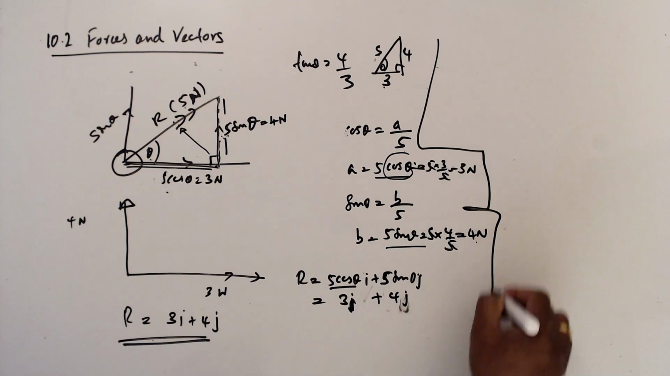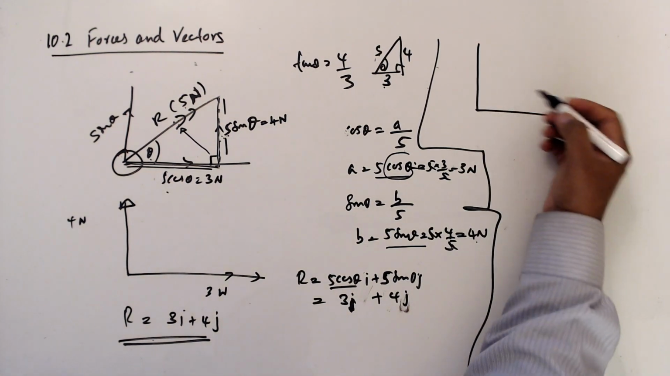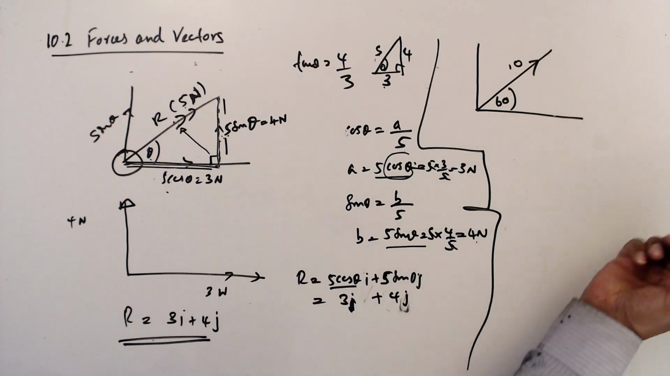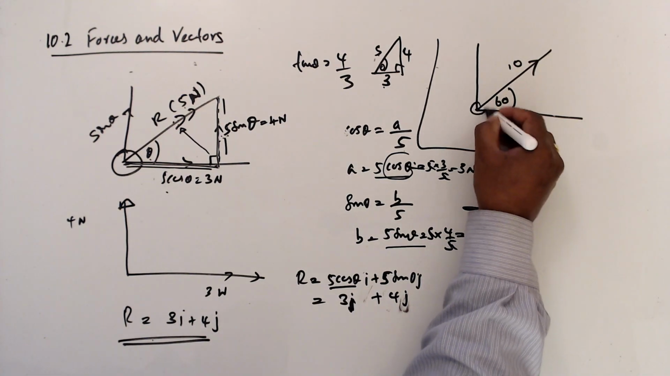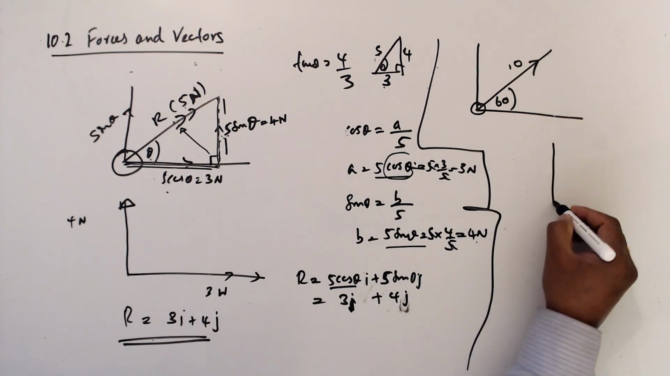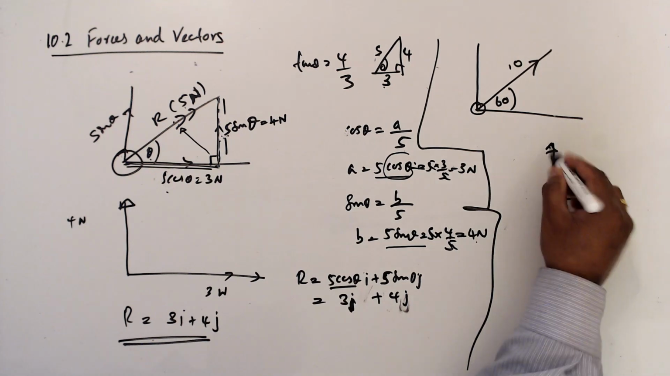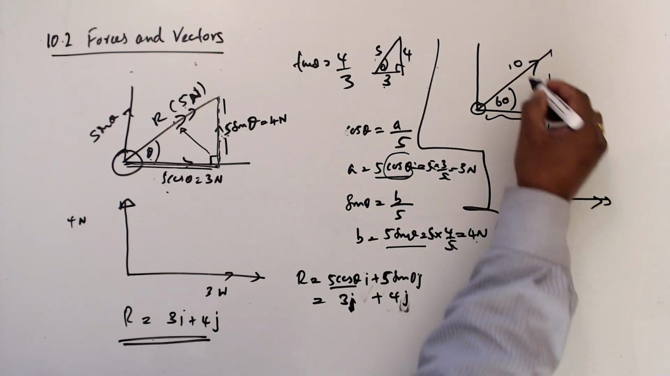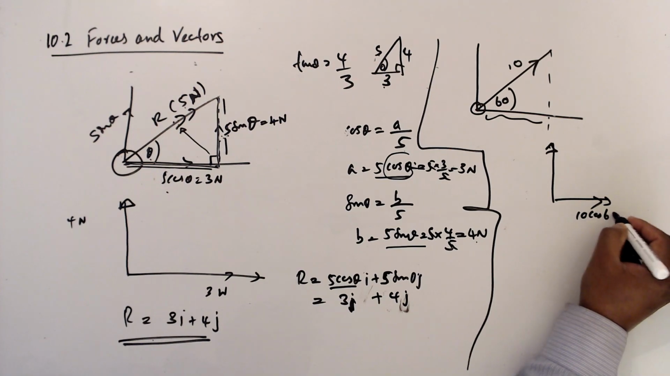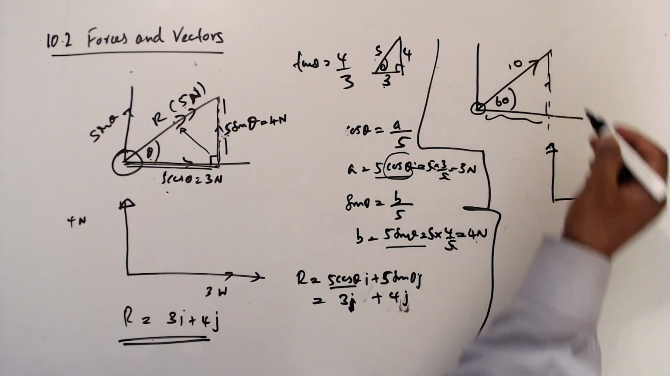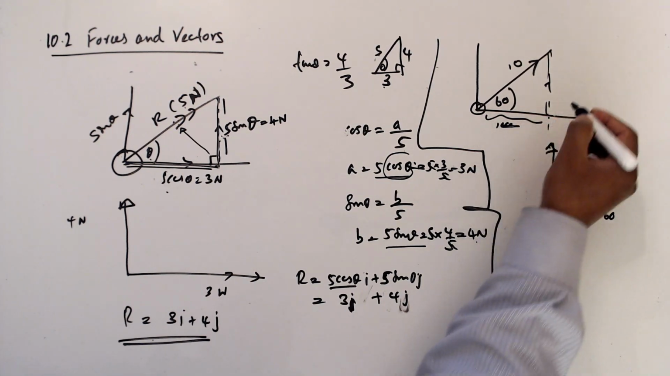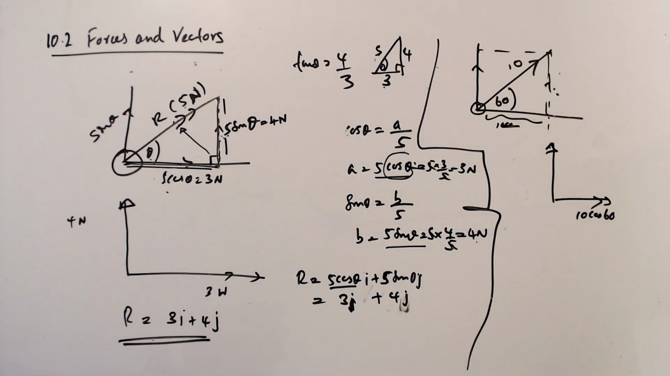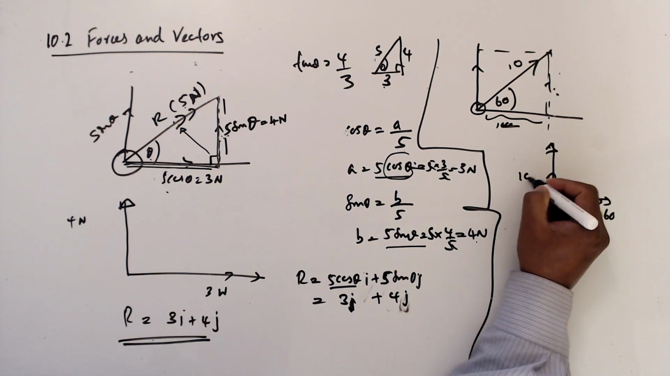For example, I have a force here. Let's say this force is 10, and the angle is 60. This is the particle. I want to break it into two components, horizontal and vertical. So what is this one now? This is 10 cos 60 and this is 10 sine 60. This is a parallelogram, so this is 10 sine 60.